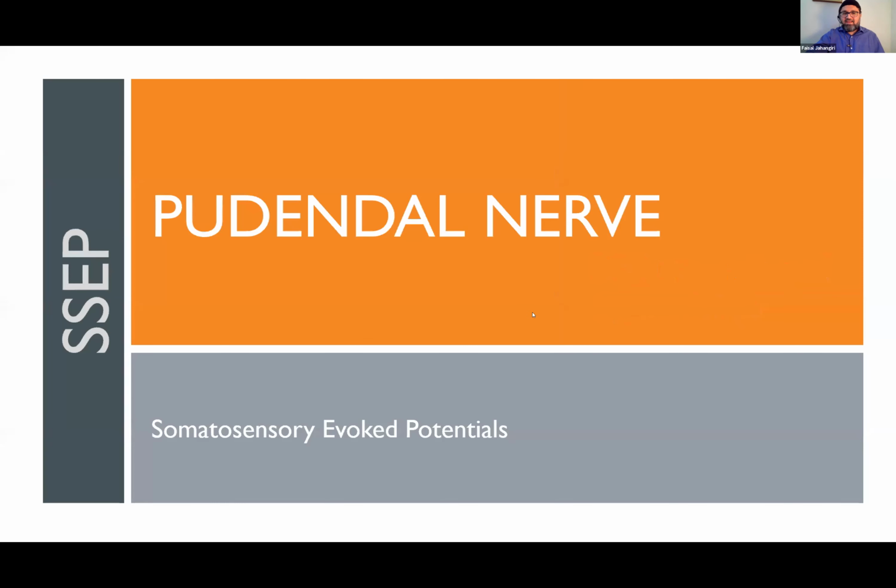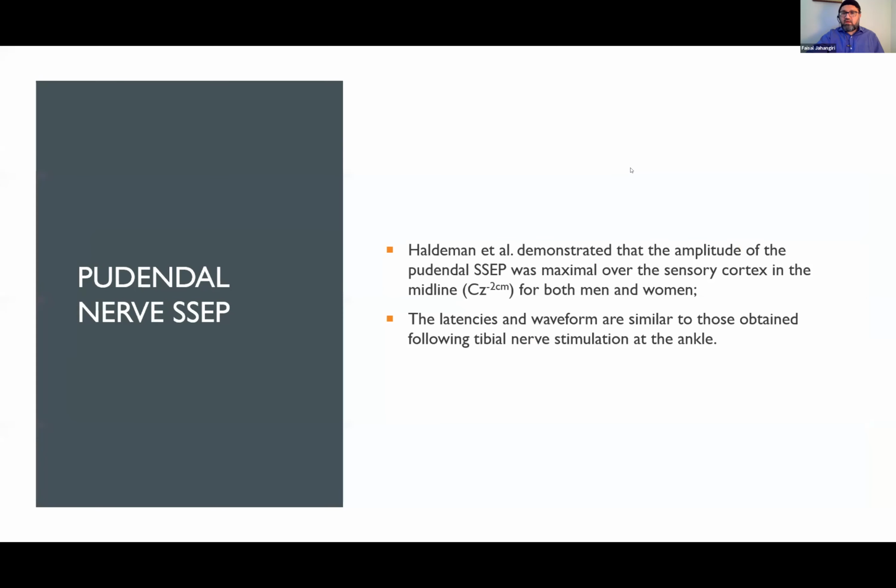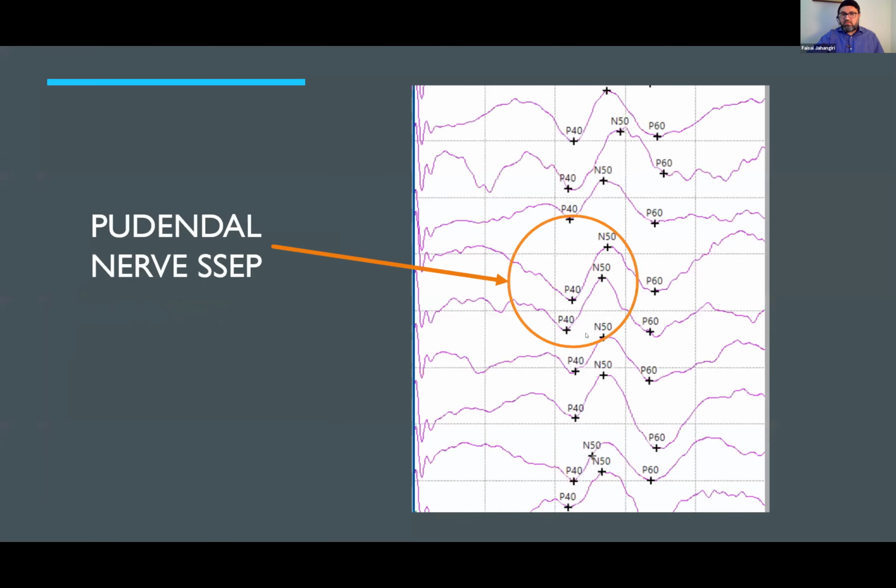The second modality that can be included in pelvic floor monitoring is pudendal nerve SSEP, the somatosensory evoked potential utilizing the pudendal nerve. Hellman et al. demonstrated that the amplitude of the pudendal SSEP was maximal over the sensory cortex at CPz for both men and women, and the latencies of the waveform are similar to those obtained with tibial, but a little bit more delayed. The recording channel we use is CPz to Fpz.